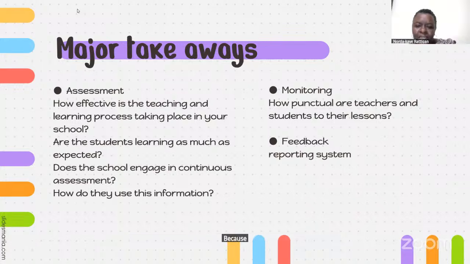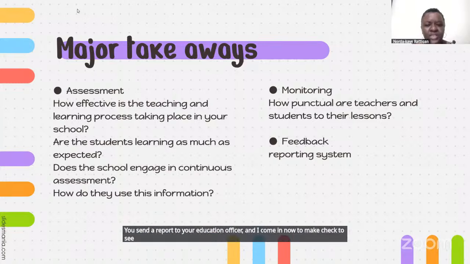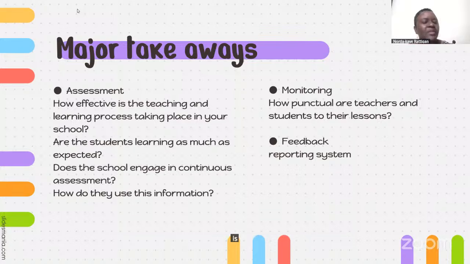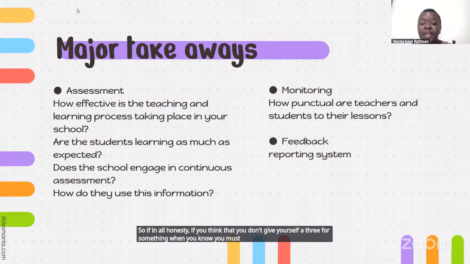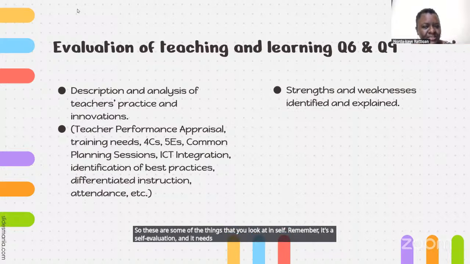Because if an EO comes in, you send a report to your education officer, and I come in now to check to see that what you say is what I'm seeing, the two of them are not matching up. So, in all honesty, you don't give yourself a 3 for something when you know you must get a 1, you're unsatisfactory, and you need to work on it. So these are some of the things that you look at in self. Remember, it's a self-evaluation, and it needs to be a factual process.